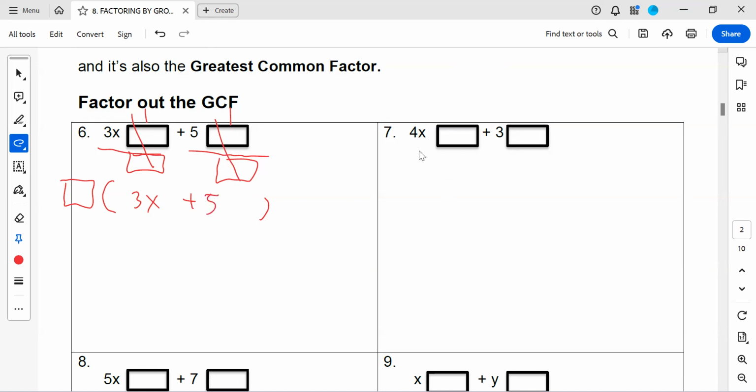Same thing on number 7. The greatest common factor between these two big terms, again, is going to be, that's right, rectangle. I'm going to open my parentheses and divide by the rectangle. Cancels. I'm going to have 4x. And cancels. I'm going to have plus 3.